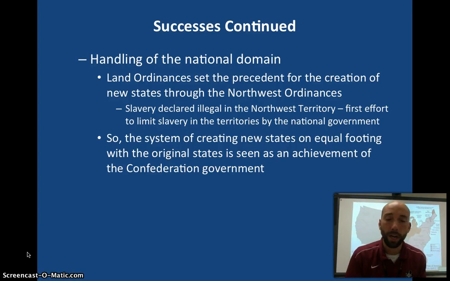Let me pause real quick just to talk about what the Articles of Confederation is. This is a written document that says how the government is going to run, and that's a very important idea to understand.